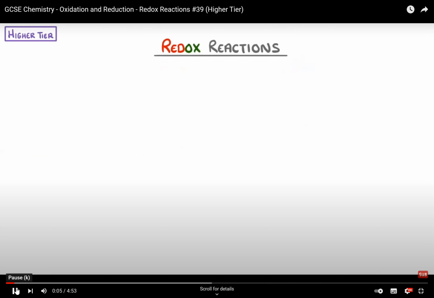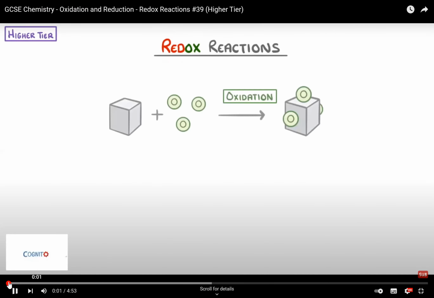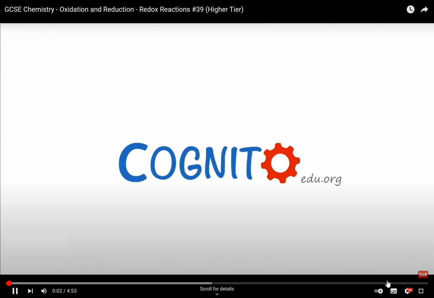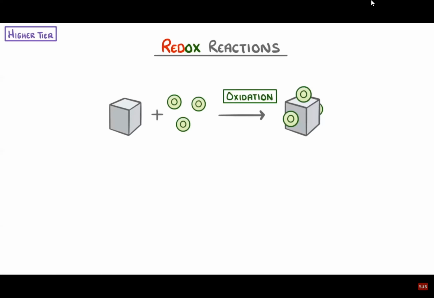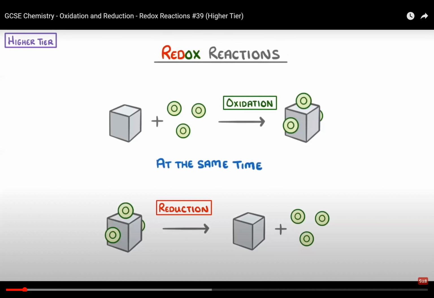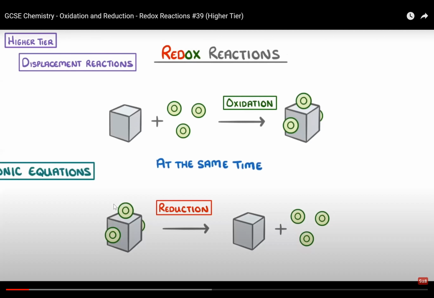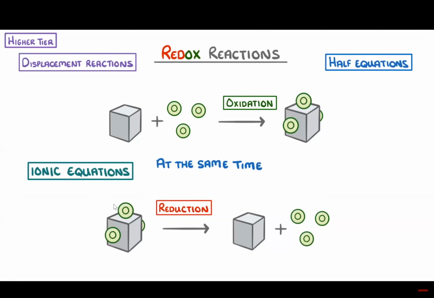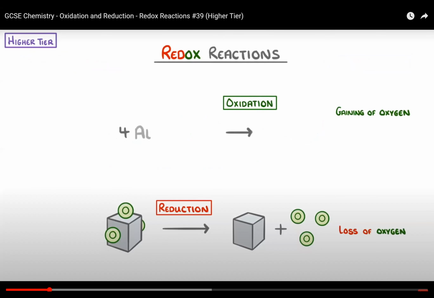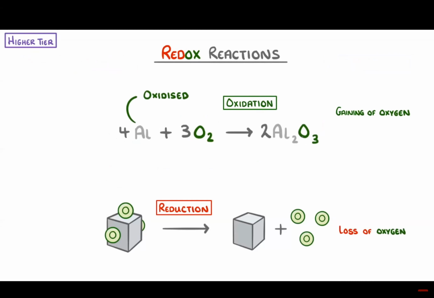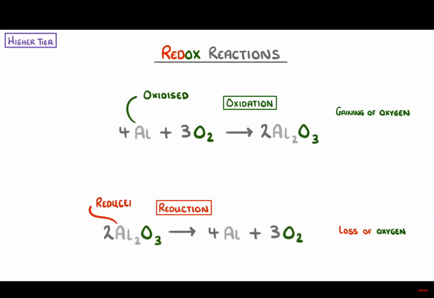In today's video, we're going to take a look at redox reactions, which are reactions in which oxidation and reduction both take place at the same time. And to do this, we'll cover displacement reactions, ionic equations, and half equations. We saw in a previous video that one meaning of oxidation is the gaining of oxygen, and that reduction is the loss of oxygen. For example, if aluminium reacts with oxygen to form aluminium oxide, we can say it's been oxidized. Whereas if we take away that oxygen, then it's been reduced.